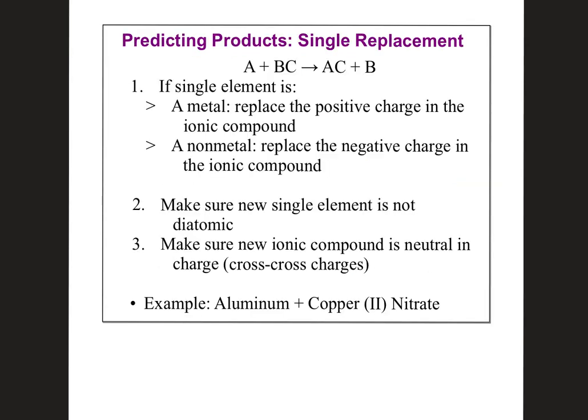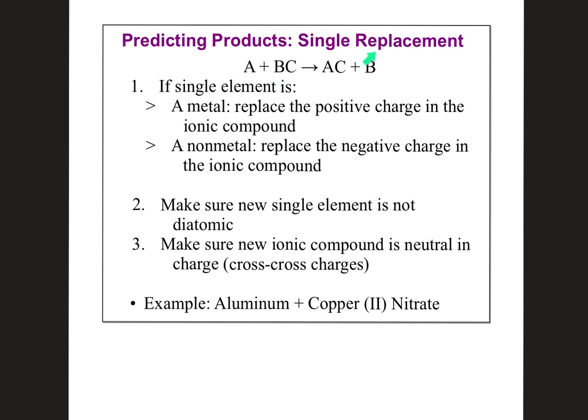All right, single replacement. If I notice that I have a single element and an ionic compound, it is likely going to be single replacement. So first, I'm going to identify that it's single replacement because I'll see an element by itself and an ionic compound. Then I'm going to look at that single element and see, is it under the staircase on the periodic table? Is it a metal? If so, I'm going to replace it with the metal or the positively charged item in the ionic compound. If that single element is above the staircase and it is a nonmetal, then I'm going to replace it with the negative charge or the second thing in the ionic compound.